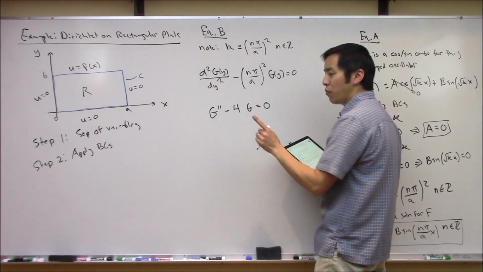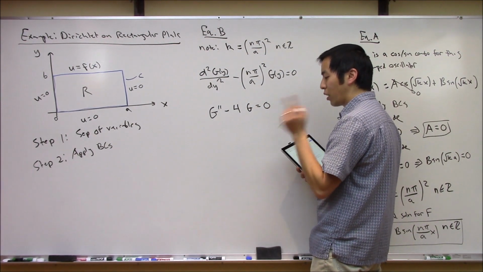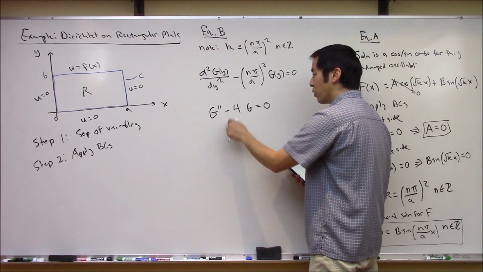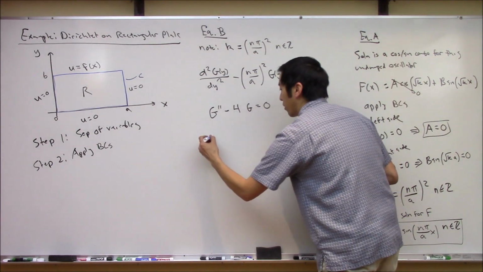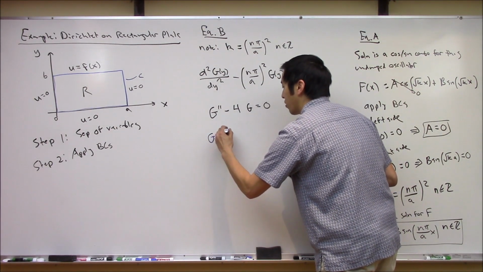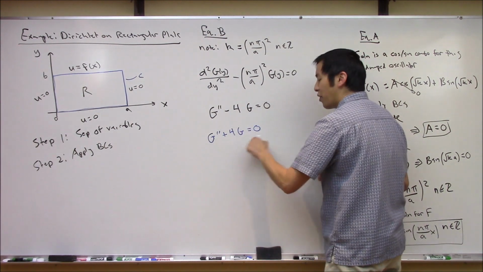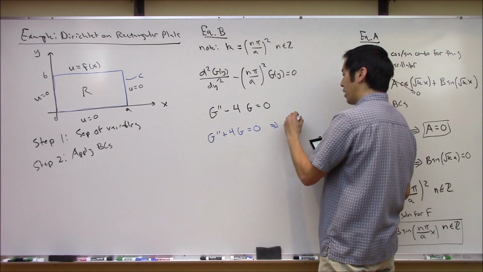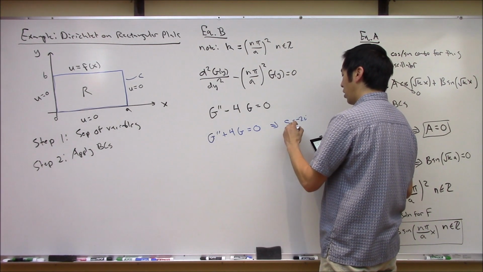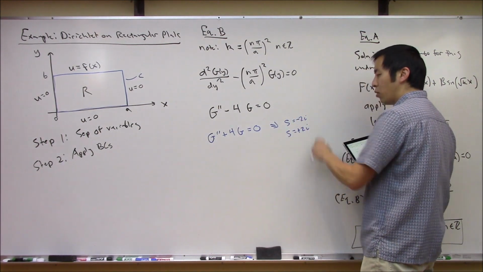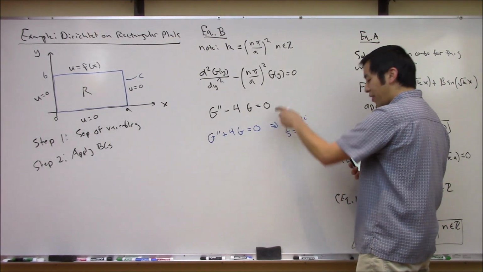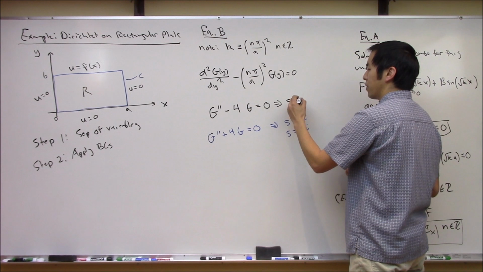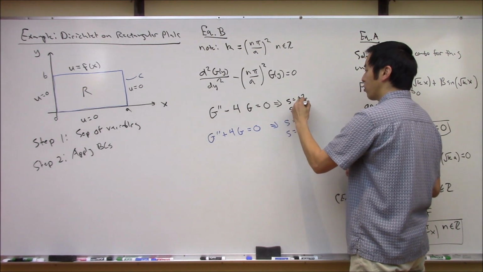In other cases, like the 1D wave equation and the 1D heat equation, this was a plus sign, and we just saw it over here. If this was g prime prime plus 4g is equal to 0, this is an undamped oscillator. We see this has poles at s equal to minus 2i and s equal to positive 2i, so purely imaginary poles. The case we have now is s equal to plus 2 and s equal to minus 2.